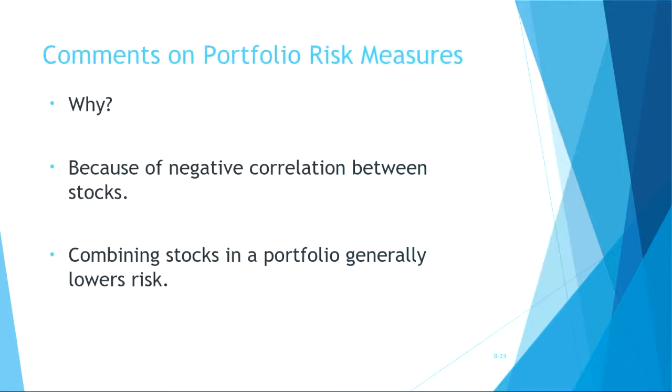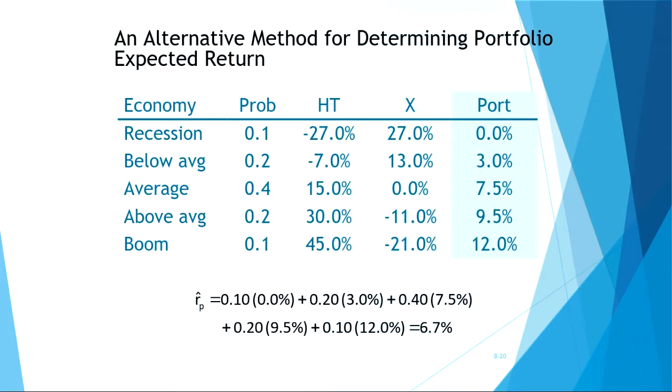I'll tell you, because we have a negative correlation between company X and high tech. Let me go back and show you. You see, company X has a positive return and high tech has a negative return, right? So they have a negative correlation. You see, negative, positive, positive, zero, positive, negative return, positive return, negative return.